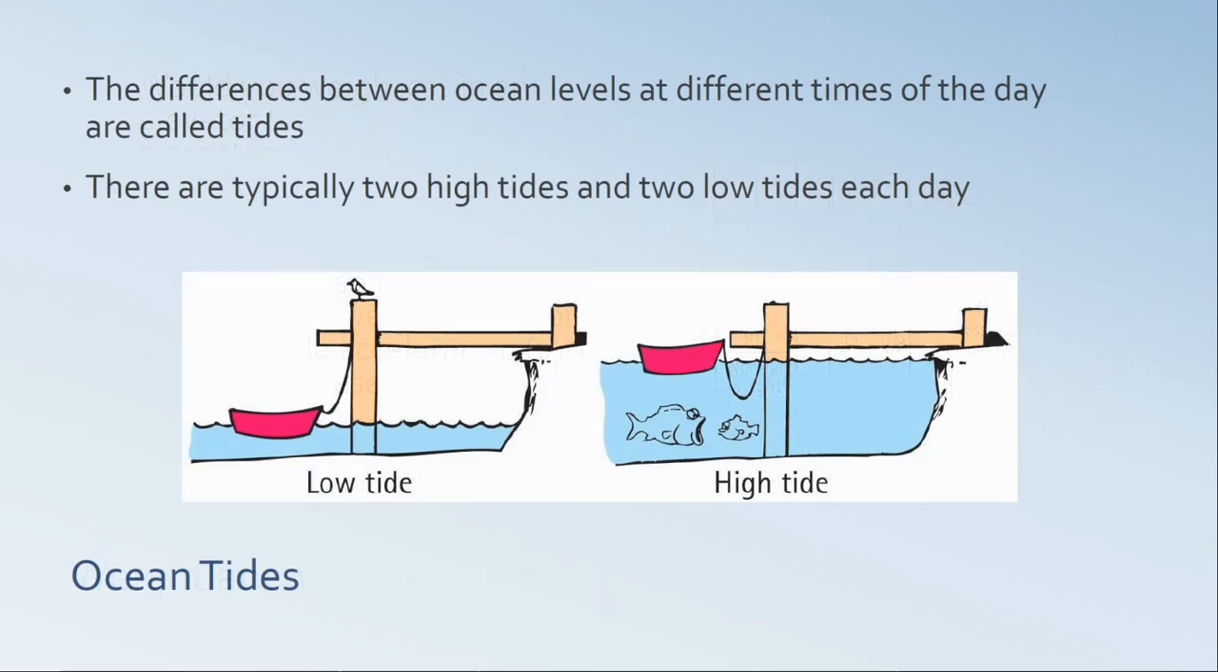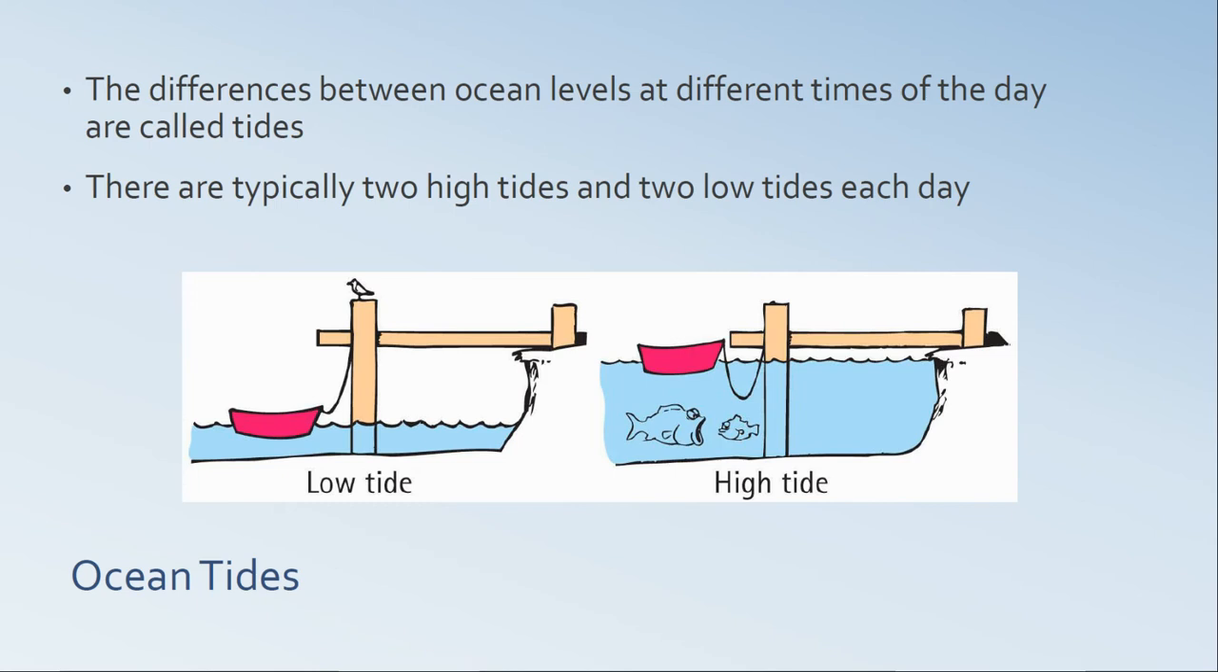One effect of gravity that we can see in everyday life is tides. And this is a difference between ocean levels at different times of day. So, for instance, at low tide, you can walk out maybe on this pier and you can see a lot of the bank and maybe even see the bottom, and the boat is way low below the level of the pier.